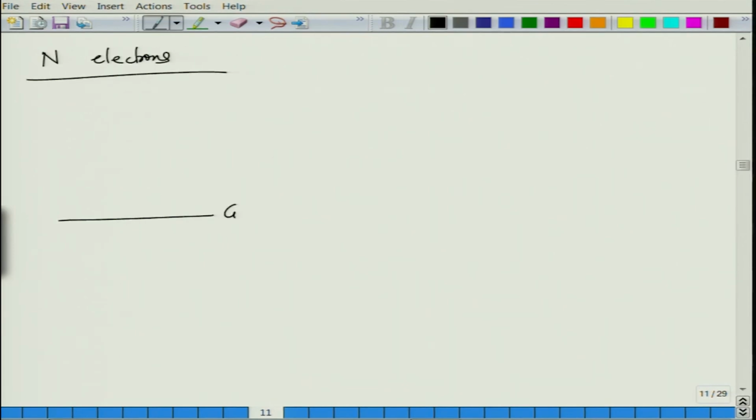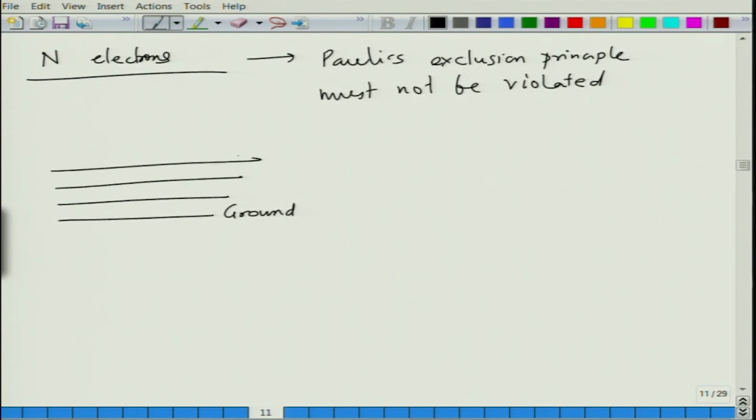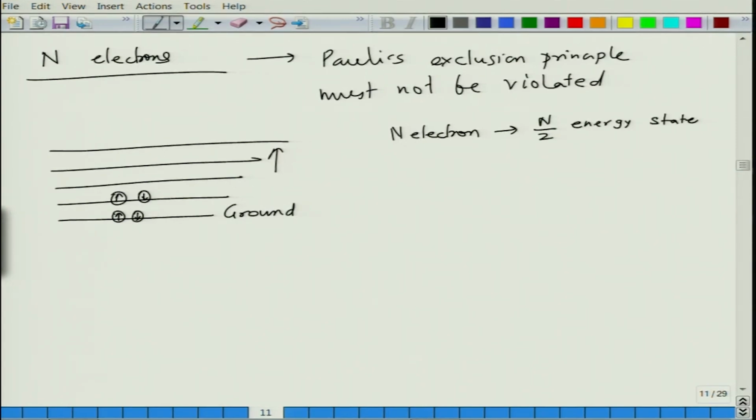So we start from the ground state. If you have n electrons, for complete filling, how many energy levels will you need? You need to obey what we call Pauli's exclusion principle, right? This must not be violated, which means no two electrons of the same quantum state can occupy the same energy level. So electrons will occupy in this fashion. You have one electron of up spin, one electron of down spin, that's it. Then you have here, and so on and so forth, you keep filling these energy levels. So if you have n electrons, you are going to require a minimum of n by 2 energy states for complete filling, alright.